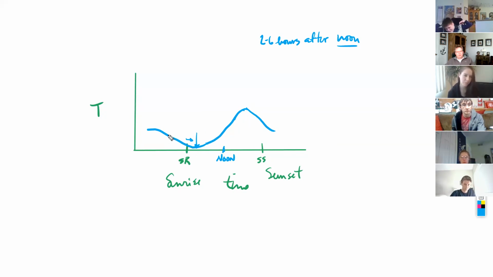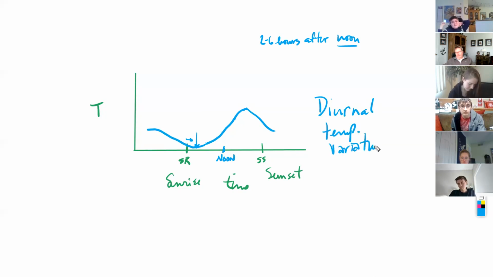So the fact that the temperature goes up and down, this is known as the diurnal temperature variation. It's warmest 2 to 3 in the afternoon, 2 to 4, something like that, and it's coolest right after sunrise. And the temperature goes up and down.